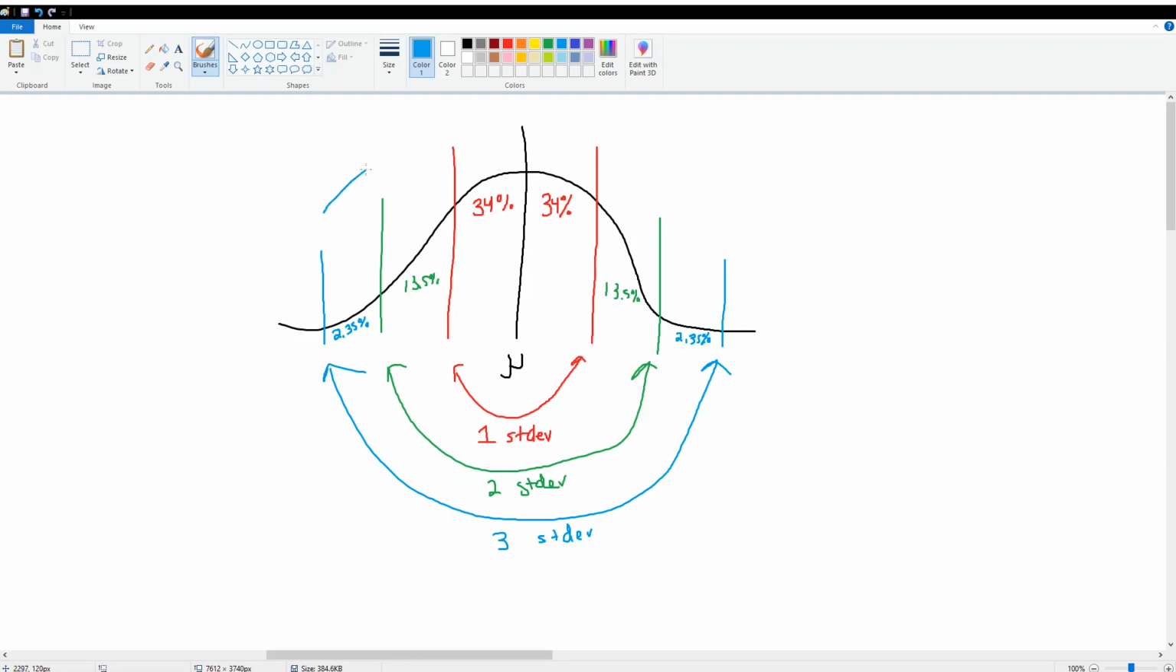Finally, if this all adds up to 99.7, then that means in our extreme tails, these two have to add up to 0.3%. So therefore these, and I will use purple, are going to be 0.15% each.